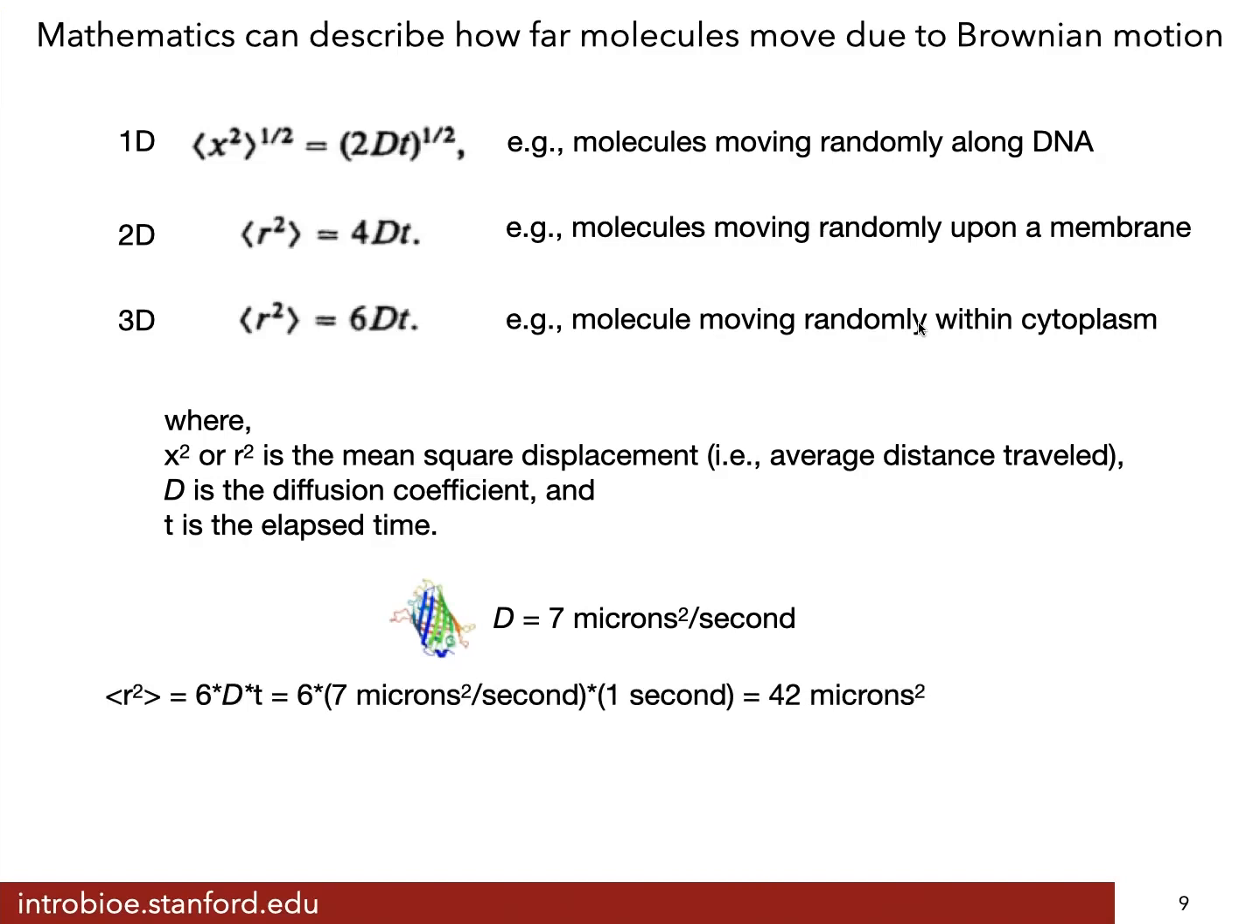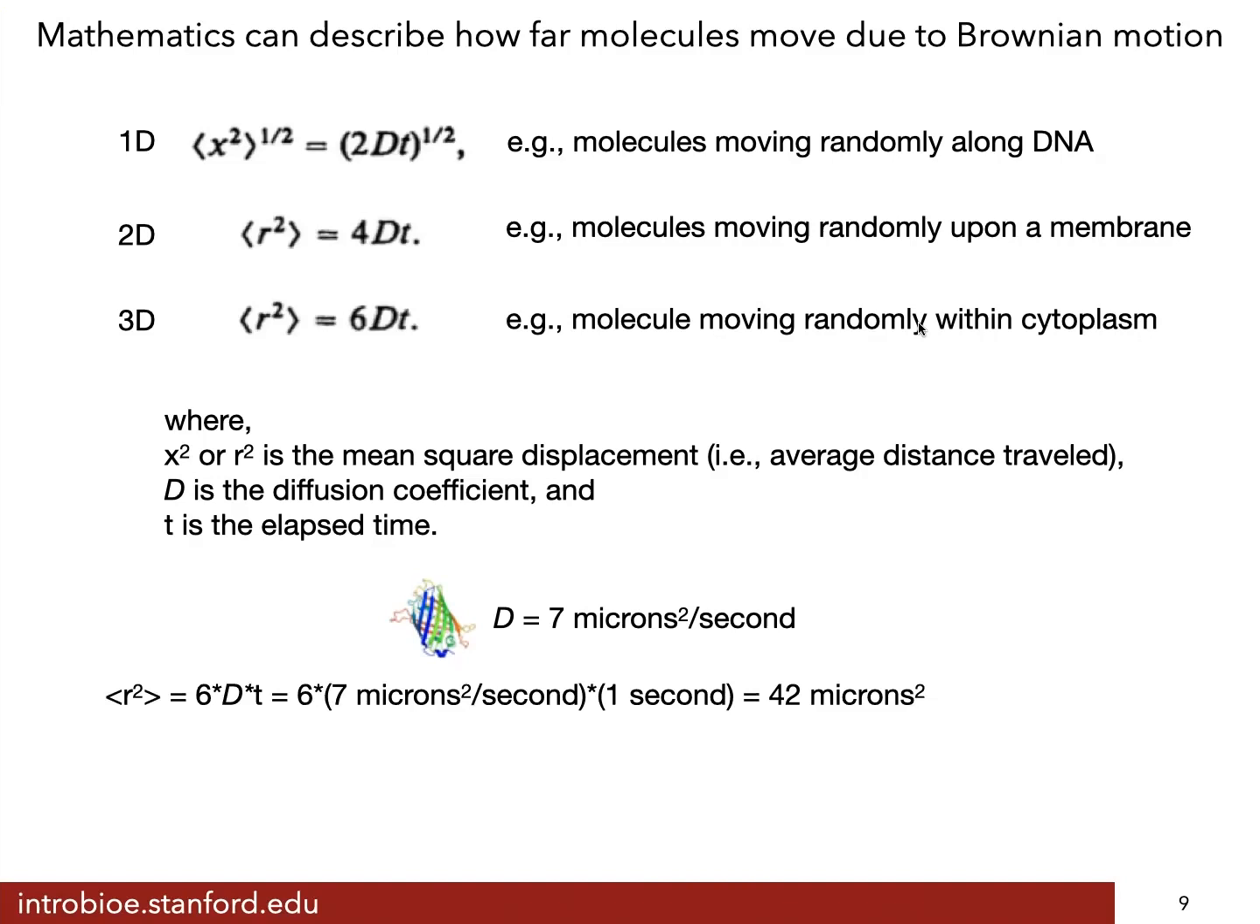All right, so we use the 3D equation, and we get the number 6 times the diffusion coefficient of 7 microns squared per second. And let's just ask, in a second, how far will green fluorescent protein go? So we just add 1 second in, and we're just filling in the bottom equation with our values. And we see that the mean square displacement is 42 microns squared, which is a little bit strange.